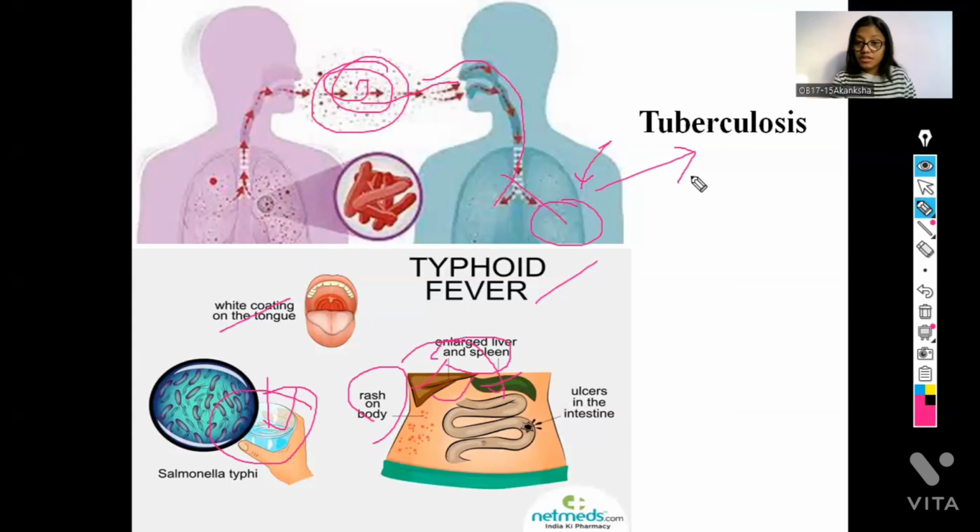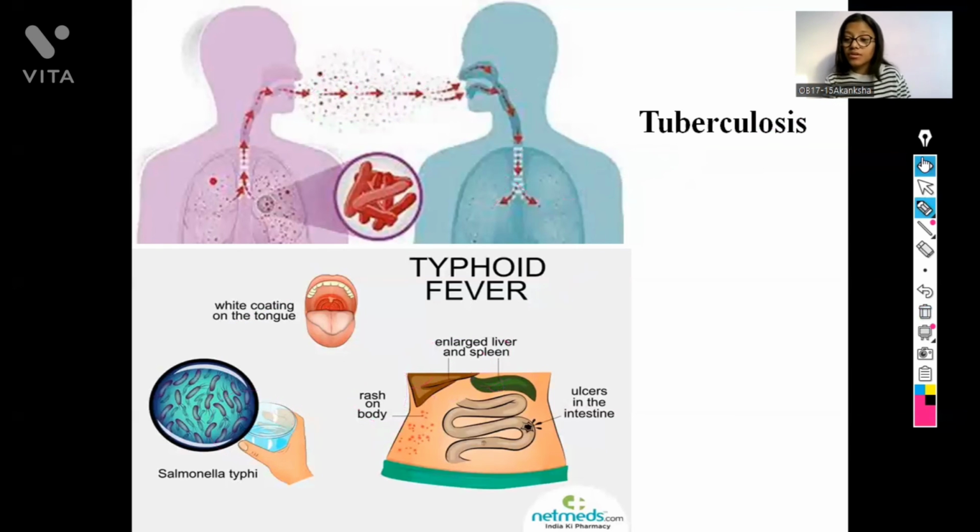So these two diseases, tuberculosis and typhoid fever, come under organ specific disease manifestations. I think you are now clear with the concept of what organ specific disease manifestations are.